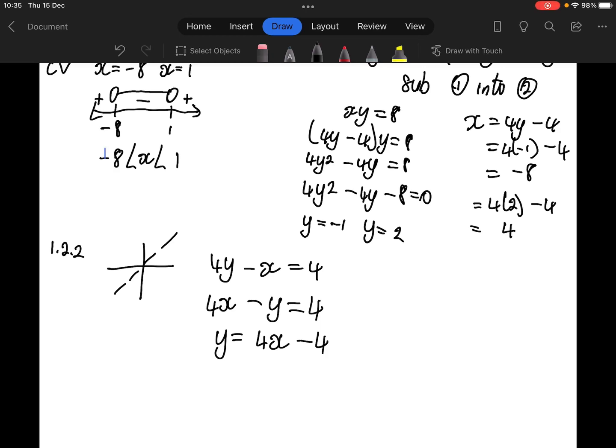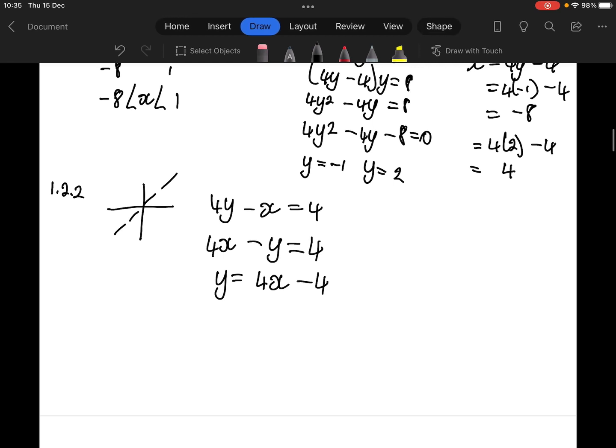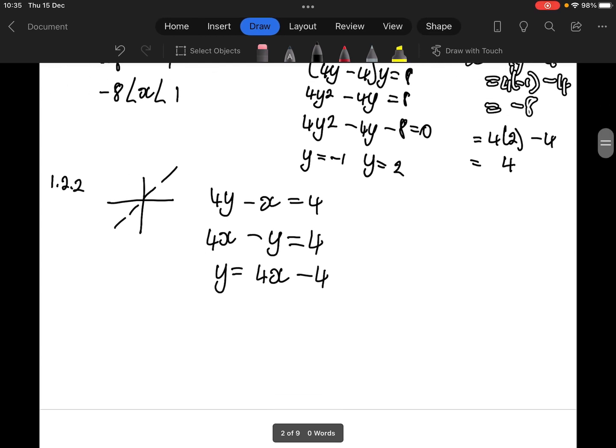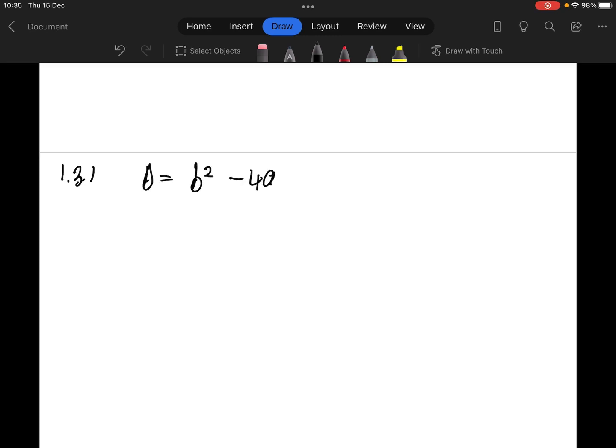Okay, moving on to question 1.3. This is a nature of roots question. It says the solutions of a quadratic equation are given by x is equal to that. For which values of p will the equation have two equal solutions? Okay, so it's important to know that in nature of roots, we have the delta equation. So let's just go and write it here: 1.3.1, and delta is b squared minus 4ac.